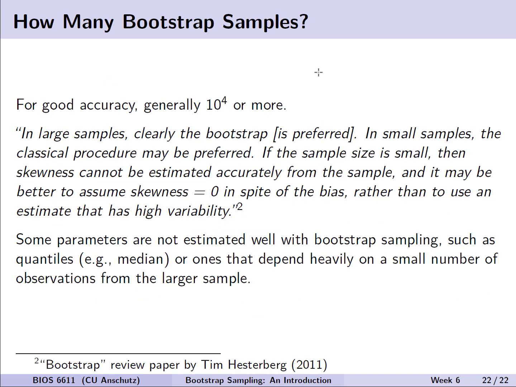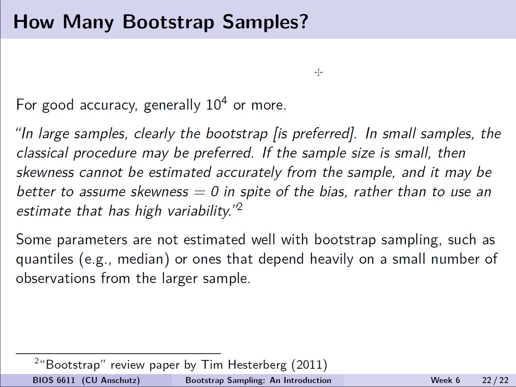And just the final closing quote to leave you with in this idea, for good accuracy, we should generally have 10 to the 4, about 10,000 Bootstrap samples or more. I have a quote here from Tim Hesterberg in his paper on the Bootstrap, which is in our Canvas course paper repository, and you can read more about where he talks about also some of these trade-offs.